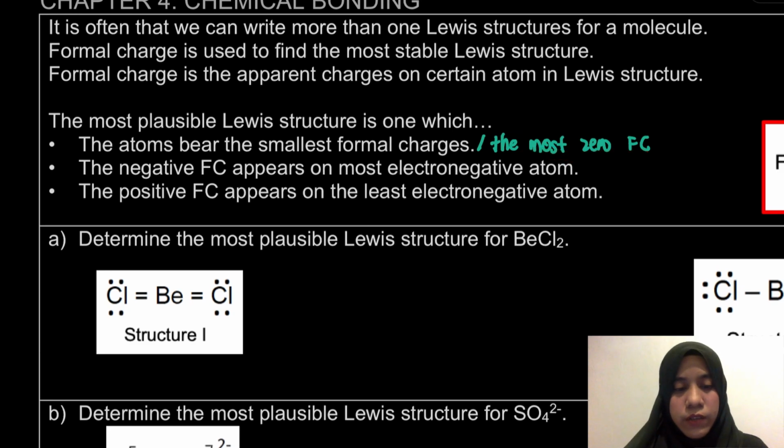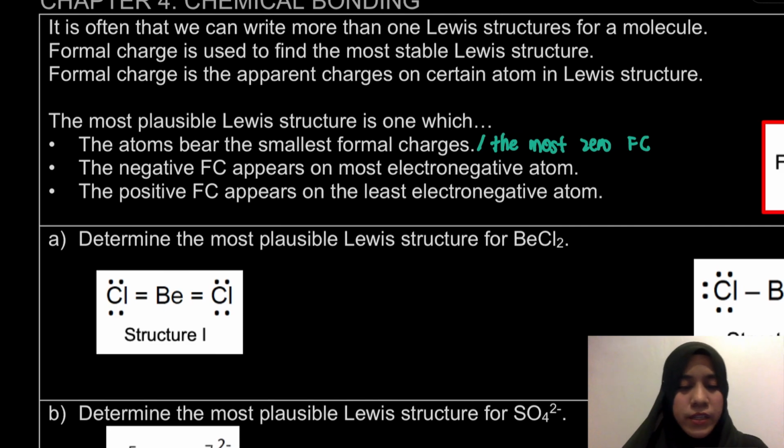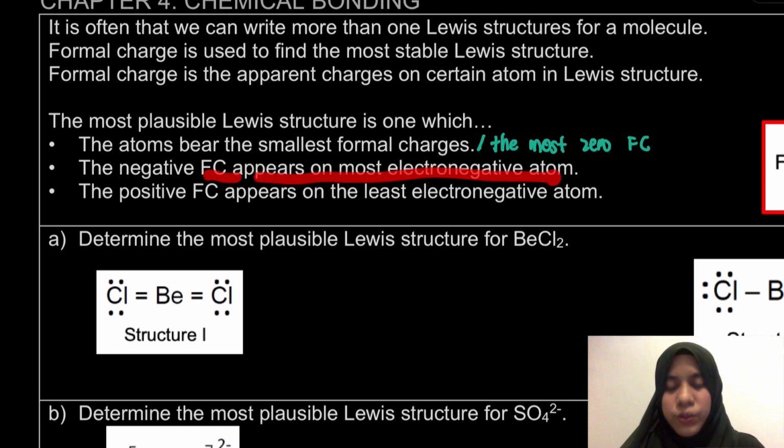Okay, next one. For example, for the structure itself, when we compare it, it has the same number of 0 formal charges, kan? Okay, next one that we're going to look at is actually the negative formal charge. Negative 2 could be negative 1, negative 2, any negative value lah. Negative formal charge appears on the most electronegative atom.